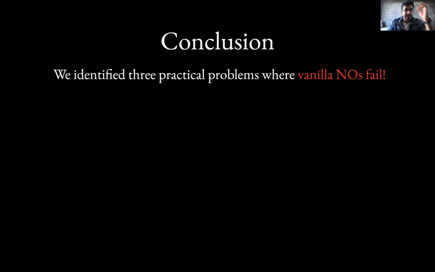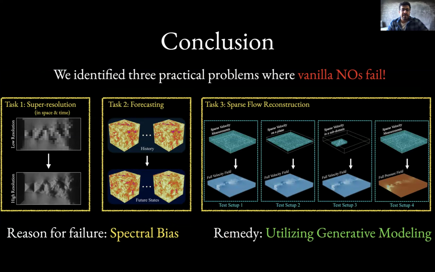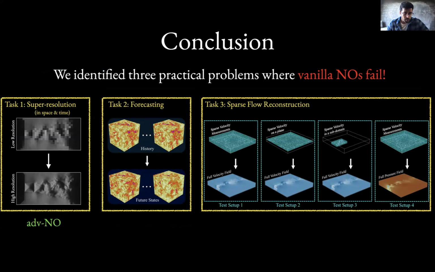So in conclusion, we identified 3 practical problems where vanilla neural operators fail. We found the reason for the failure is spectral bias, and the remedy is leveraging generative models. For spatiotemporal super resolution, adversarial neural operators work best in terms of the cost and error trade-off. For forecasting also, the adversarial neural operator worked best, and we compared it against a physics-informed variant and a diffusion model-based variant. But in the sparse flow reconstruction, adversarial training didn't really help. We had to use a diffusion model to make this work.